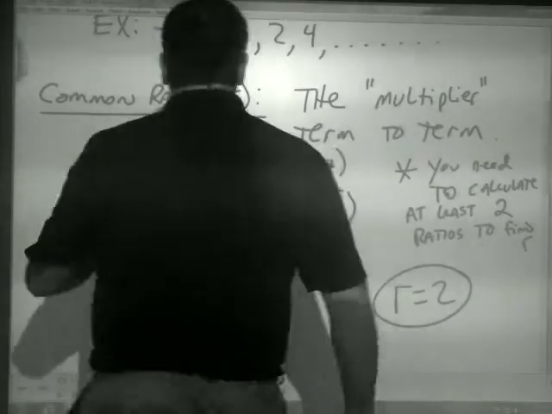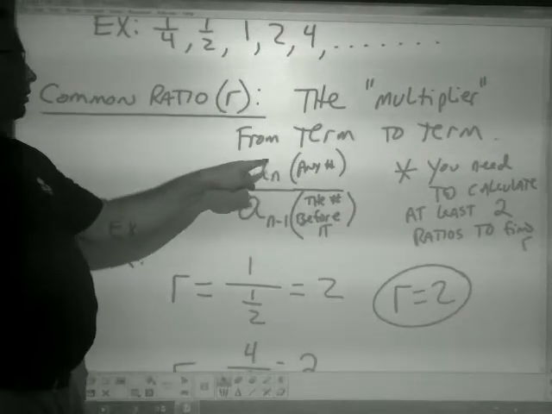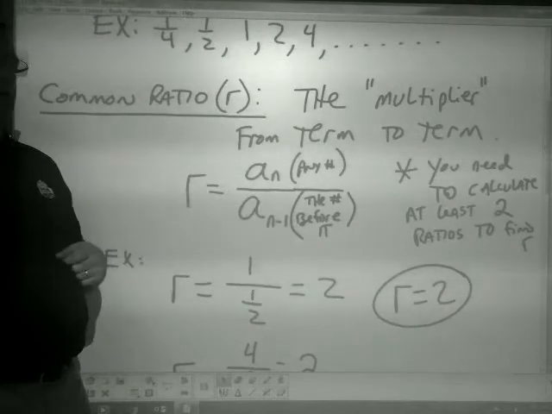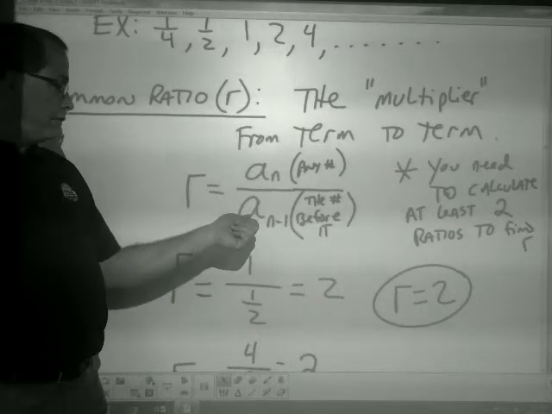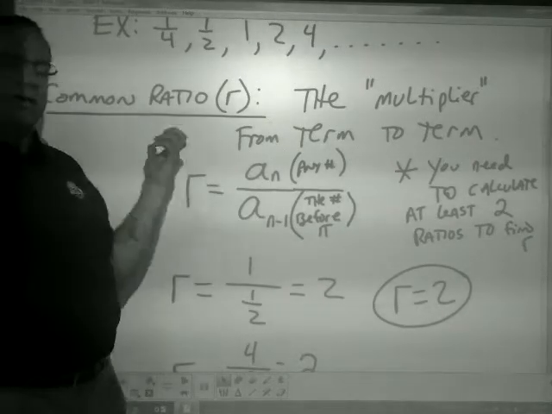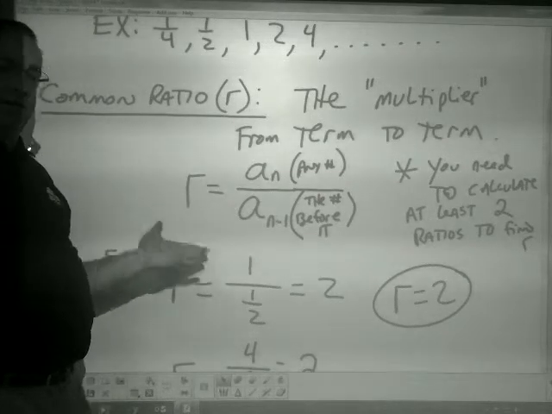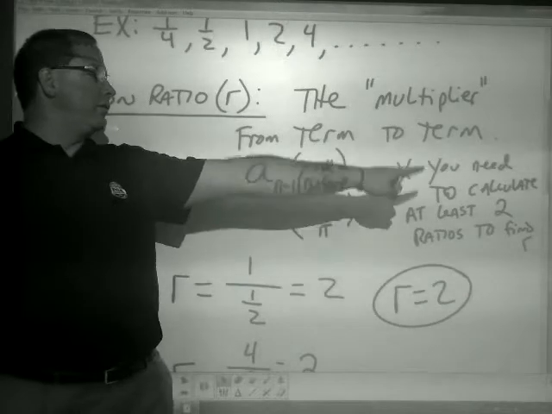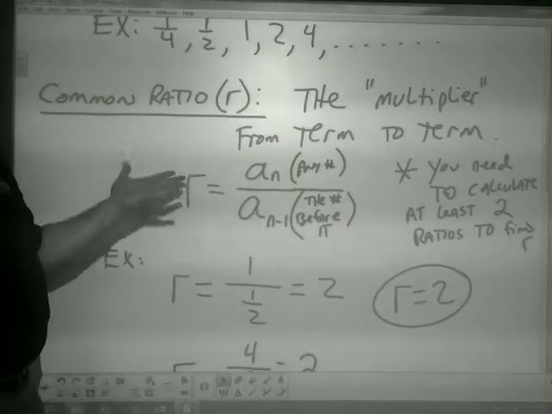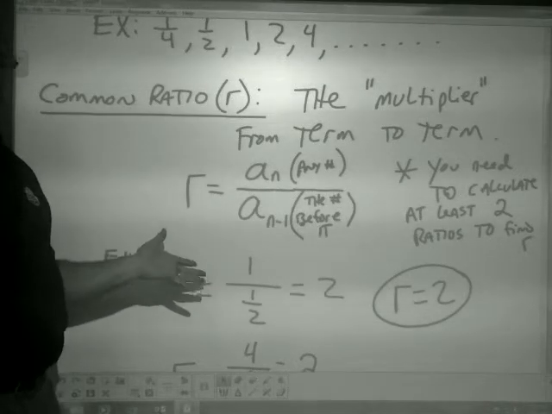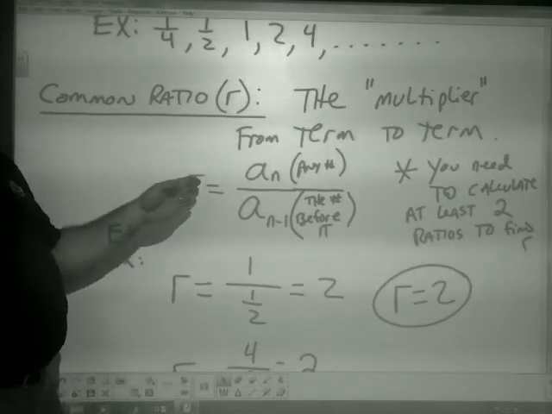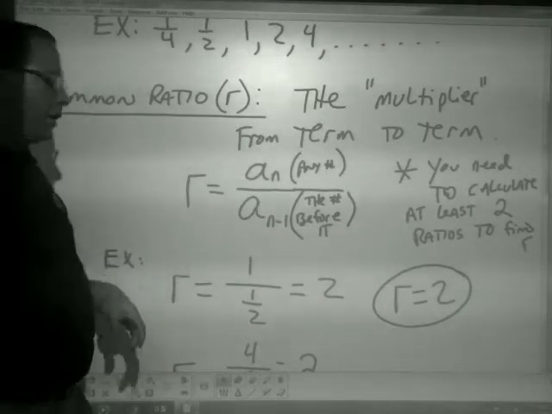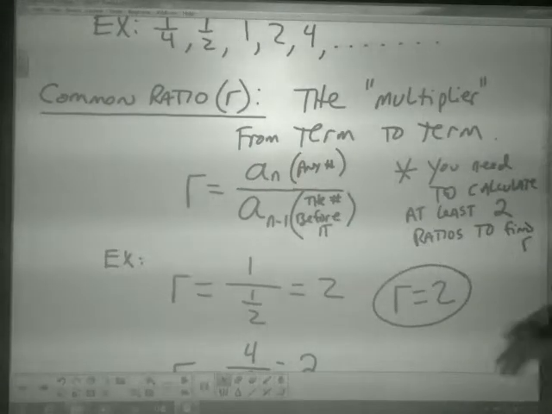And in order to find the ratio, we take any number and divide it by the number before it, which is a sub n minus 1. So we take a sub n divided by a sub n minus 1. In an arithmetic sequence, we subtracted. Here, we're going to divide to find this common ratio. We need to calculate at least two of them to find r, though, because maybe it's an arithmetic sequence, and the common ratio would not be the same.